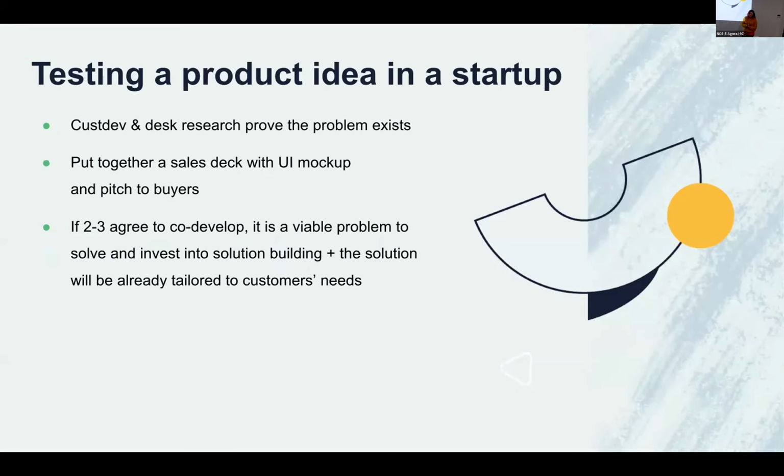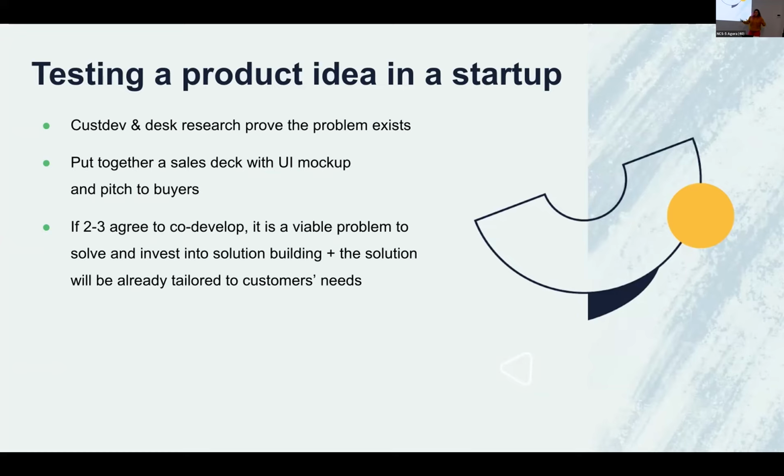This is a story from when I was working in a startup, that same startup I told you about earlier. As I said, we had a technology and we didn't have a problem to solve with that technology. We were looking at what markets we could go to. There was one idea where we proved with desk research that the problem exists. And we decided, okay, we want to move fast. We want to be like the real startup. We're going to put together a sales deck and pitch this to potential buyers. We're going to draw up some mocks of a solution and talk to people.